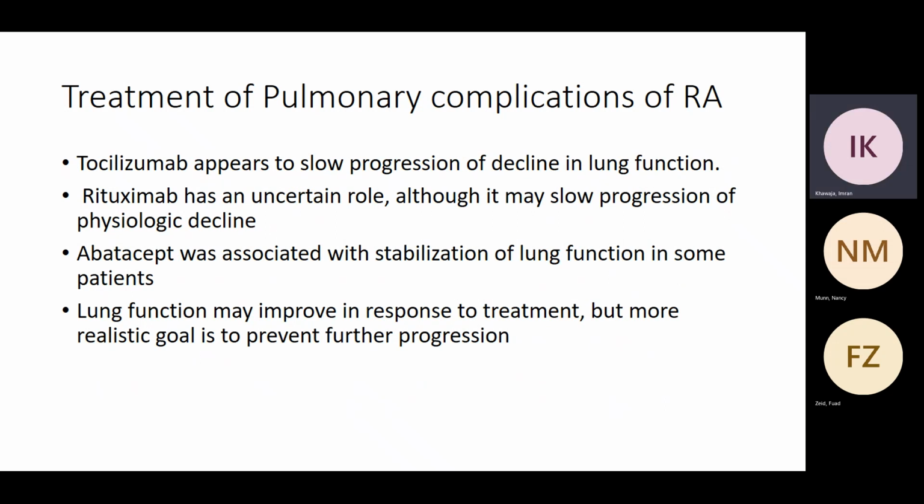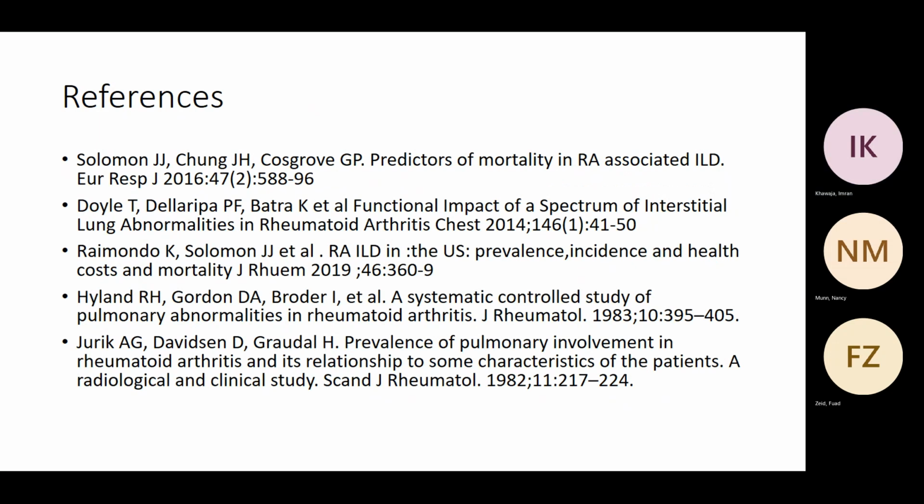So these are just study medications that are being studied for treatment of pulmonary complications.